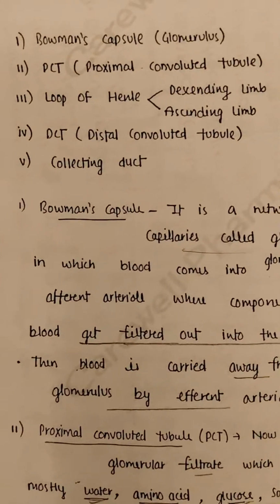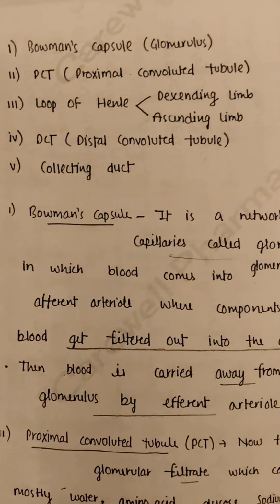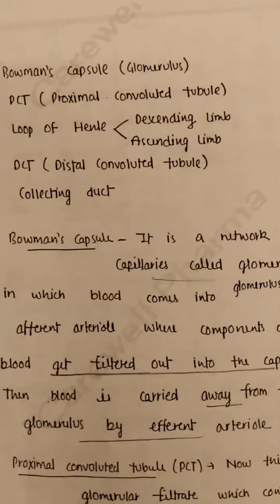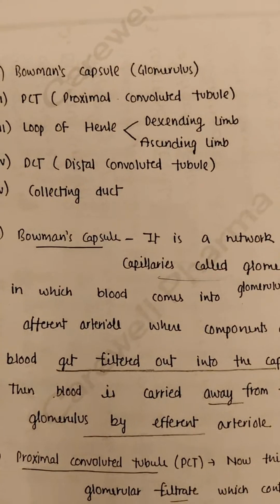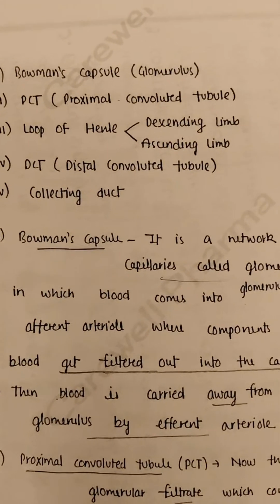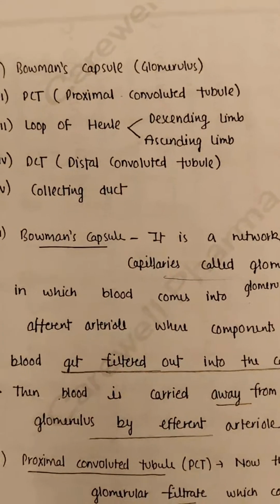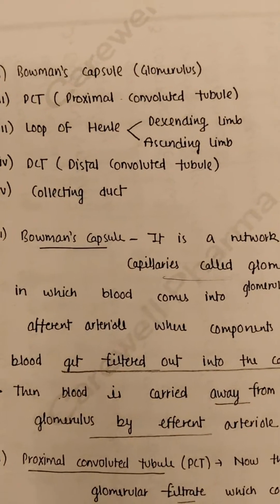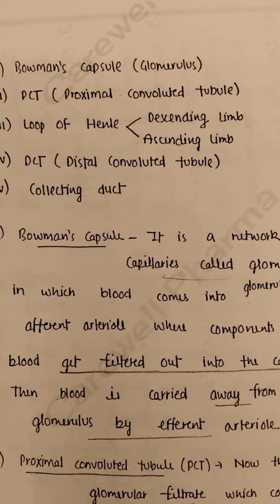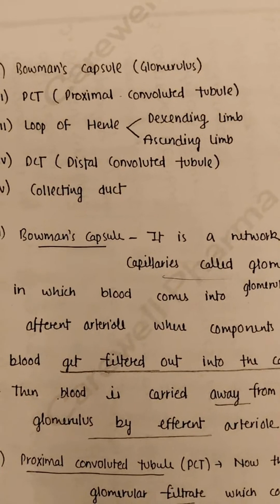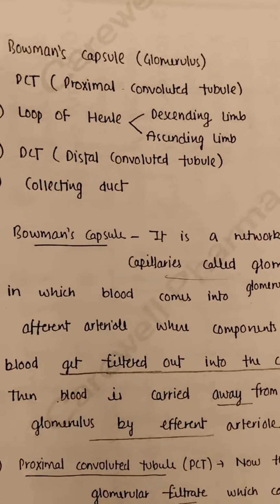Now the next part I am going to explain is the components of the nephron. As I told you, there is the Bowman capsule, the proximal convoluted tubule, the loop of Henle, that is the ascending and descending loop of Henle, and the distal convoluted tubule. And last is the collecting duct, where the urine will be collected.